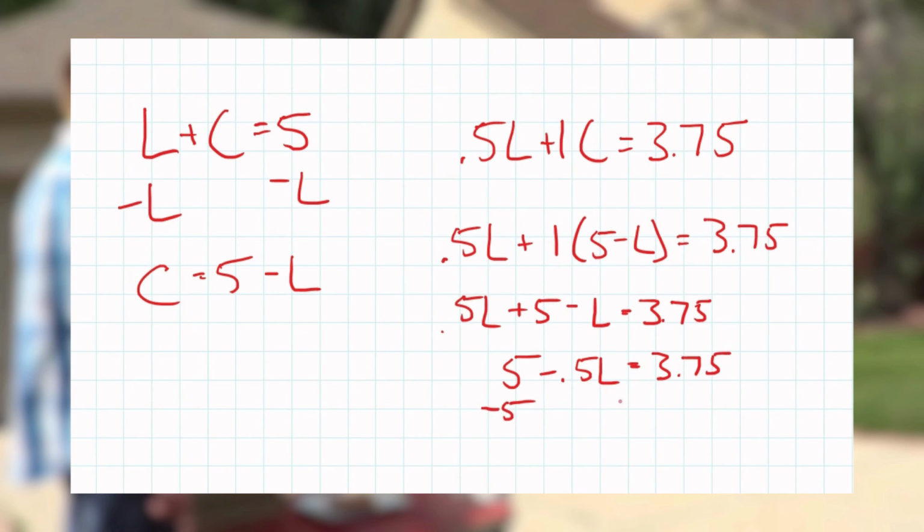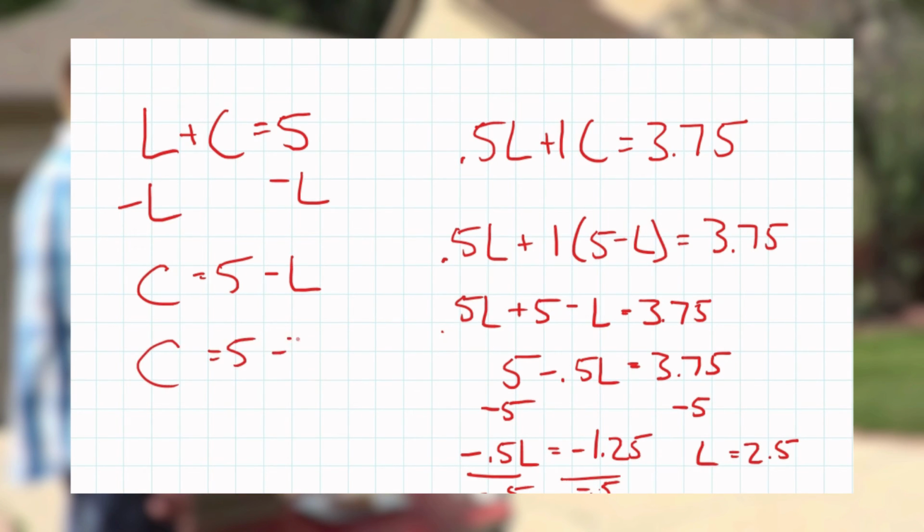Subtracting 5 from both sides to isolate L gives us negative 0.5L equals negative 1.25. To solve for L, we divide both sides by negative 0.5, and this gives us L equals 2.5. We then plug this back into our first equation for C to realize that C equals 5 minus 2.5, or C equals 2.5. The solution to this system says that I sold 2.5 lemonades and 2.5 corn dogs.